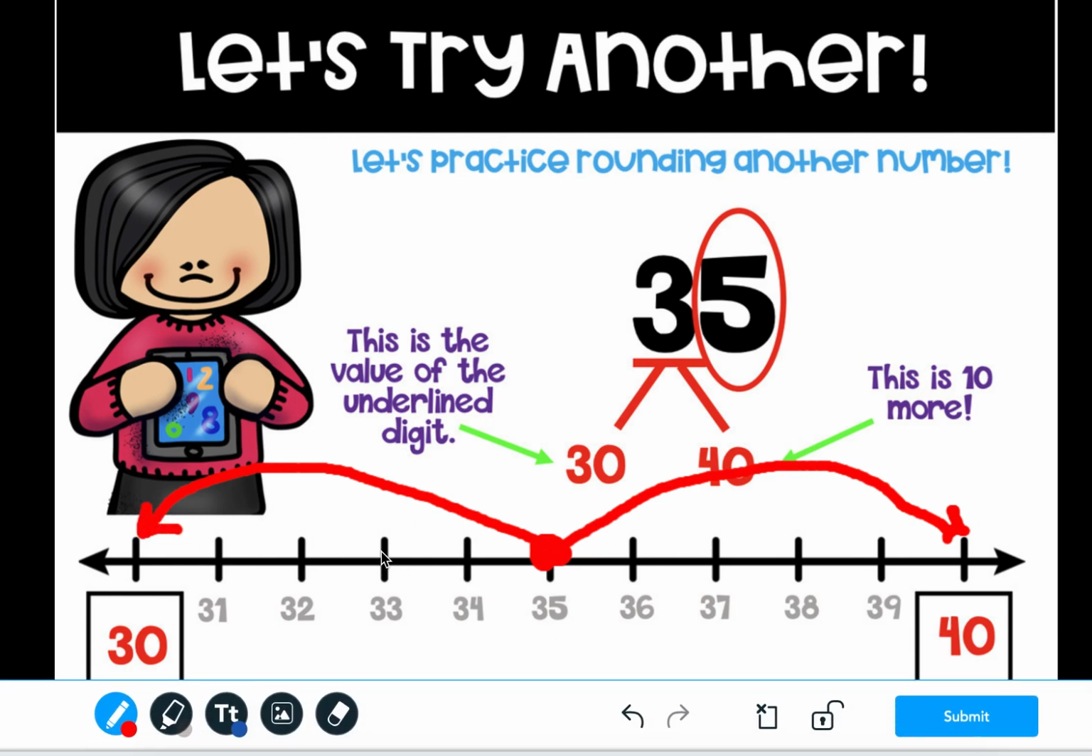Well, it looks like there's 1, 2, 3, 4, 5 numbers on each side. Uh-oh, 35 is directly in the center. It's not closer to 30 or 40.